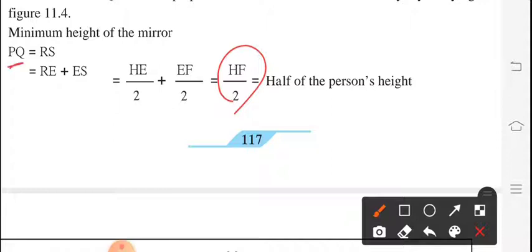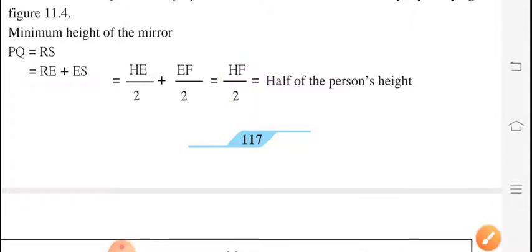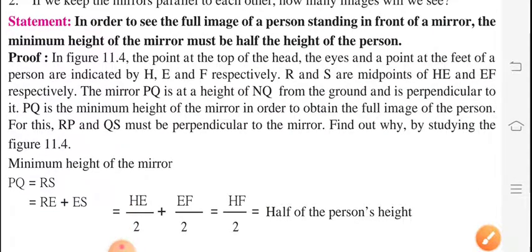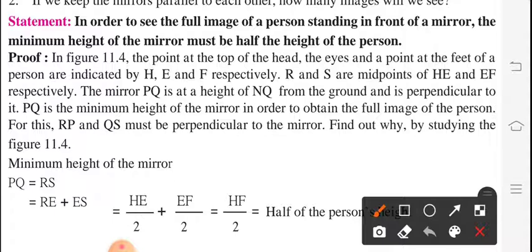What is PQ? PQ is the mirror. And what is HF? HF is the height of the person. So the statement we were using is now proved. And the statement is: for a full image of a person standing in front of a mirror, the minimum height of the mirror must be half of the height of the person.